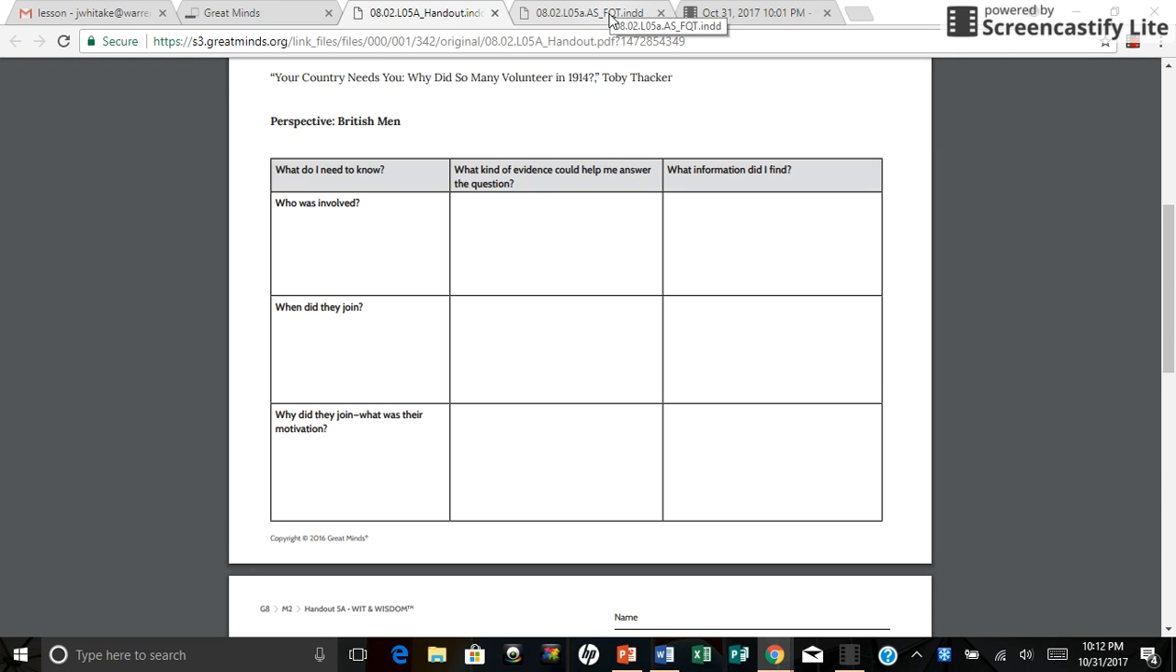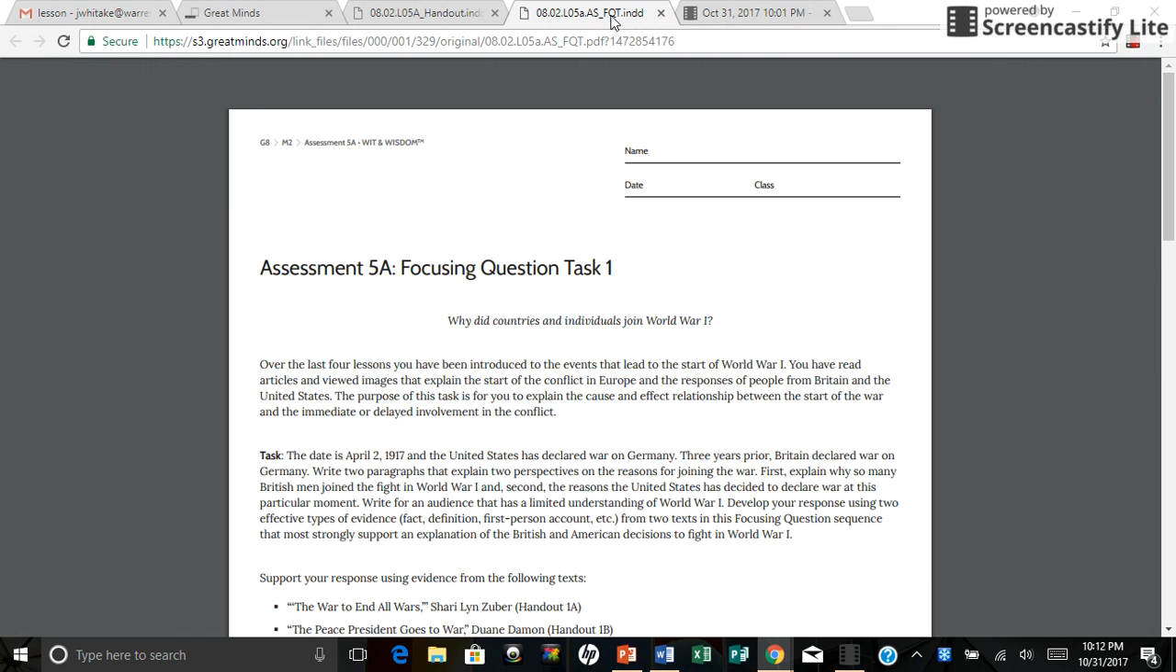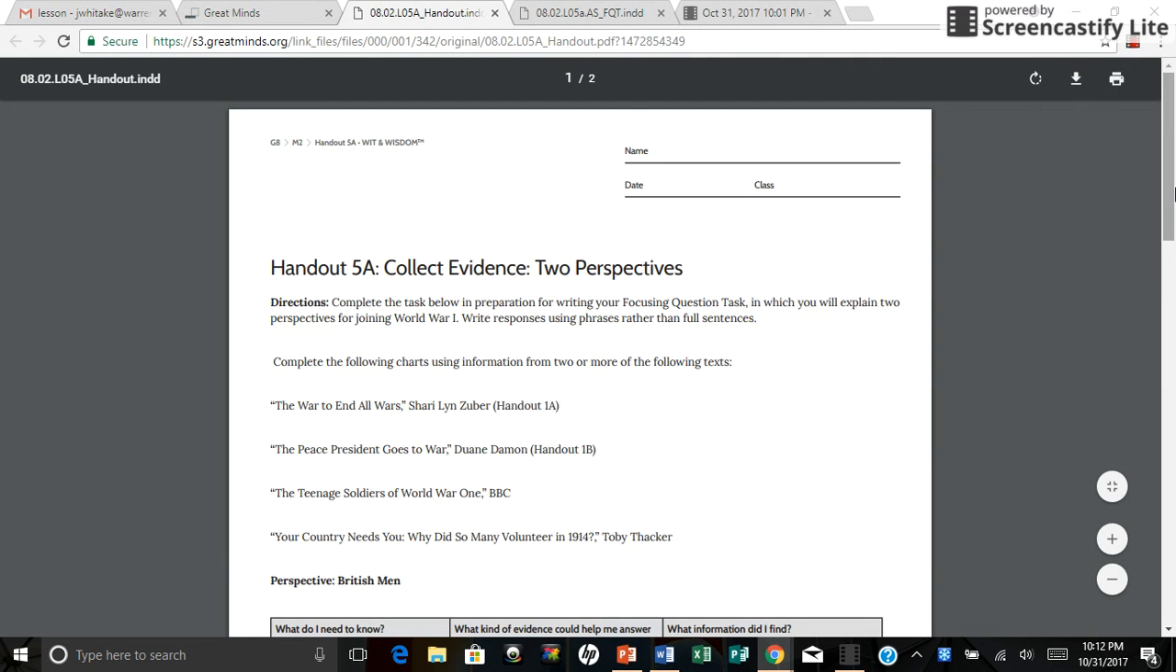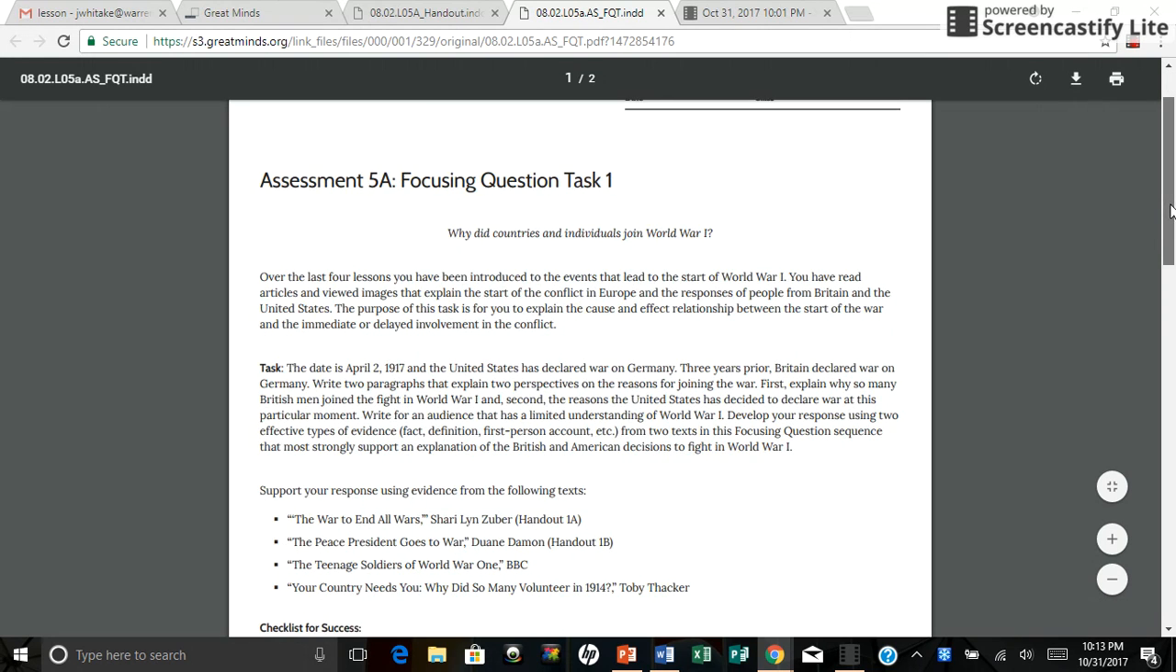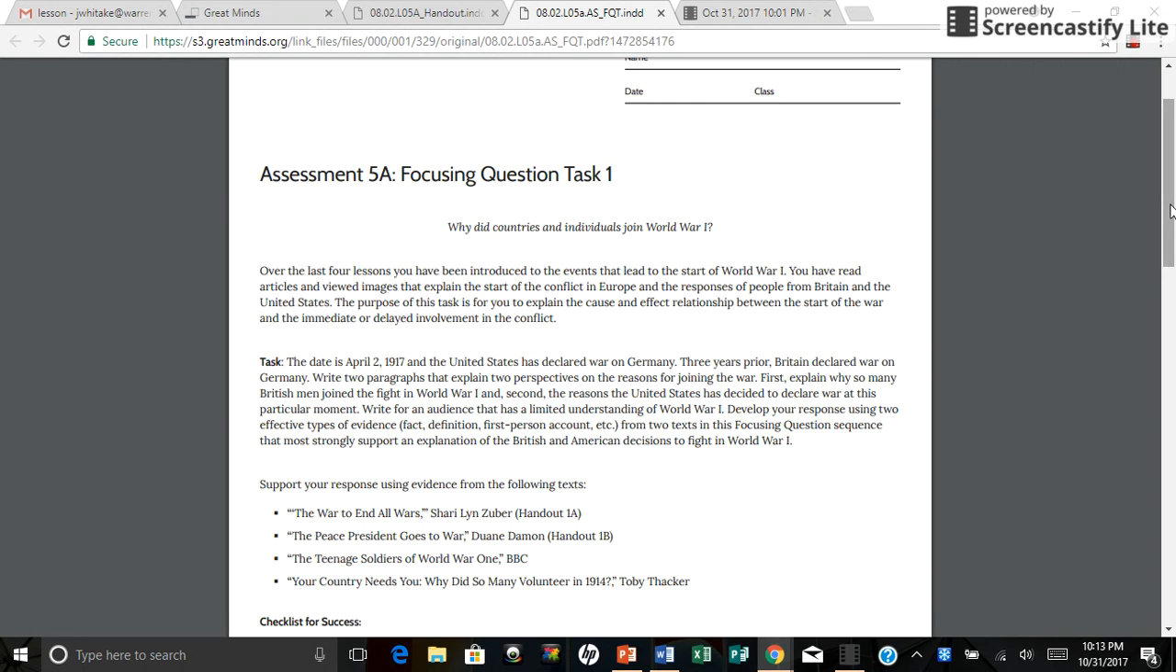I know we got 2 5As. But the other 5A is assessment. So you got the assessment 5A, whereas the one that was in your notebook or in your spiral book was handout 5A. So this is assessment 5A, focusing question task 1. This is where all of that stuff that we did is going to help you answer this. So your ultimate question is, why did countries and individuals join World War I? And that's been the content framing question, or focusing question task, for these lessons in this module so far.